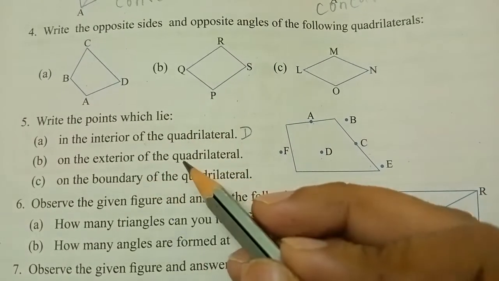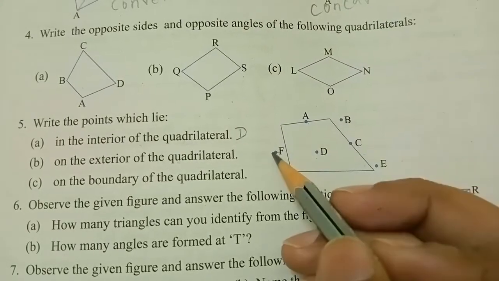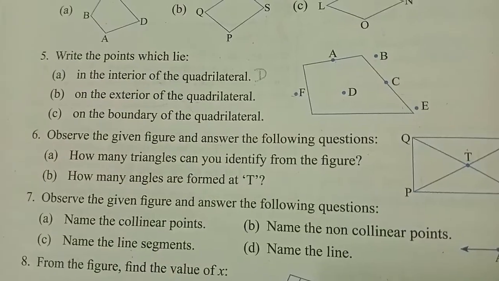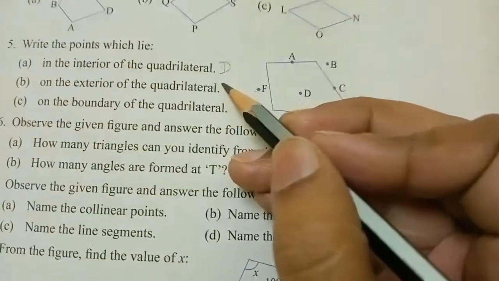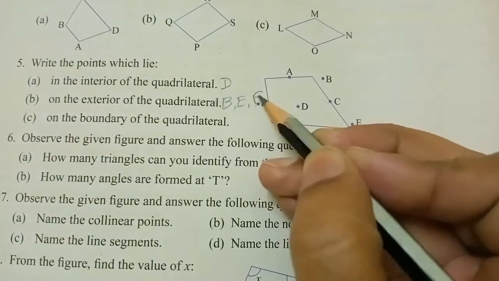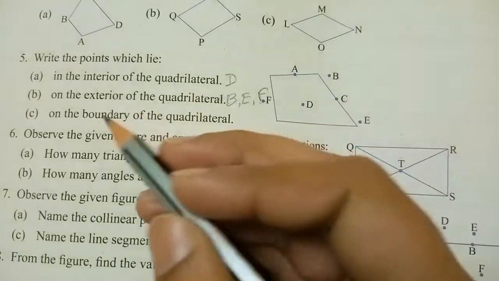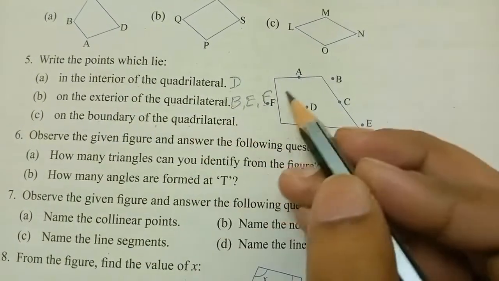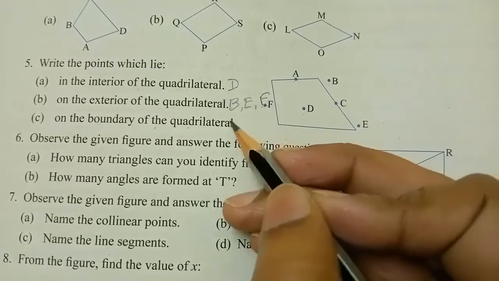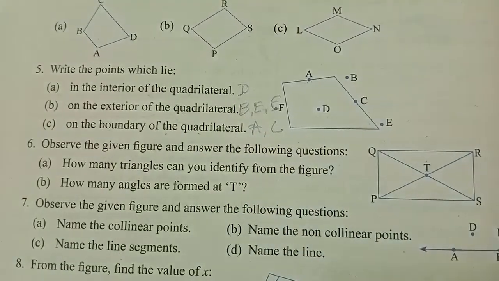On the exterior of the quadrilateral, exterior means outside part of the quadrilateral. That means point B, point F, and point E. Okay. You can write B, E, and F. So these are the exterior of the quadrilateral, outside the quadrilateral. And on the boundary of the quadrilateral, boundary means on the quadrilateral line. So point A and point C. Point A and C. Very easy, you can write here also.